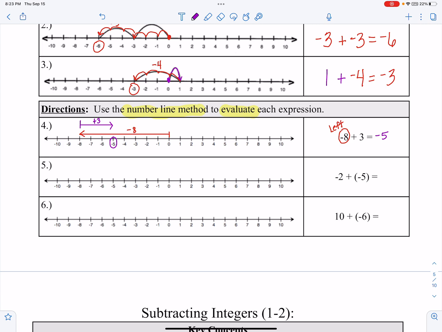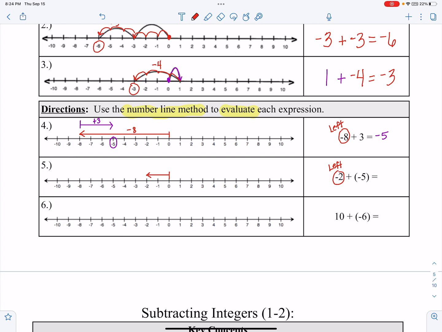All right, next problem. We're starting with a -2. Because it's negative, we're starting at 0 and moving left. So I'm going to put my tick mark at 0, go left 1, 2. Okay, and show that movement to there. And then after that, we're adding another negative. In this case, we're adding a -5.